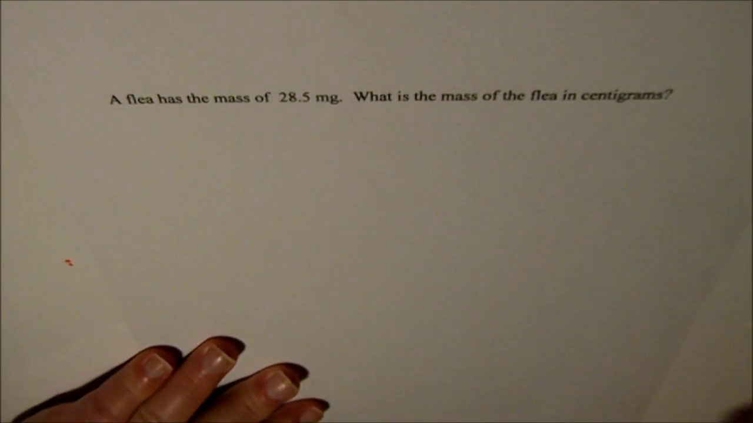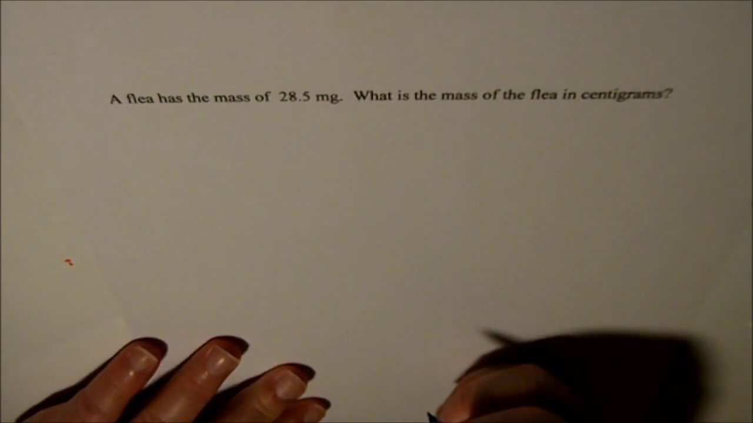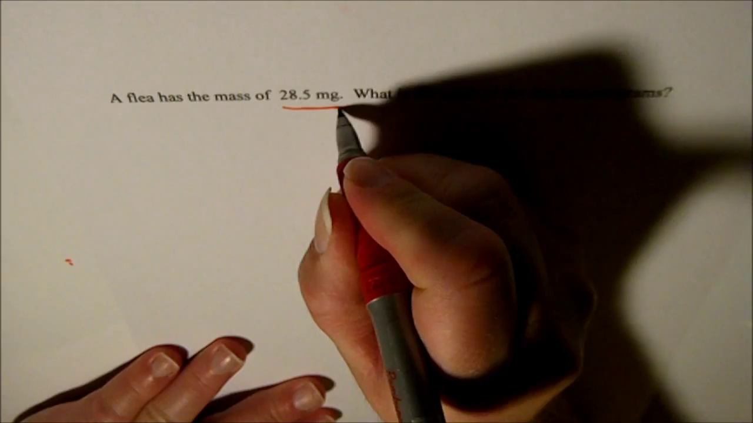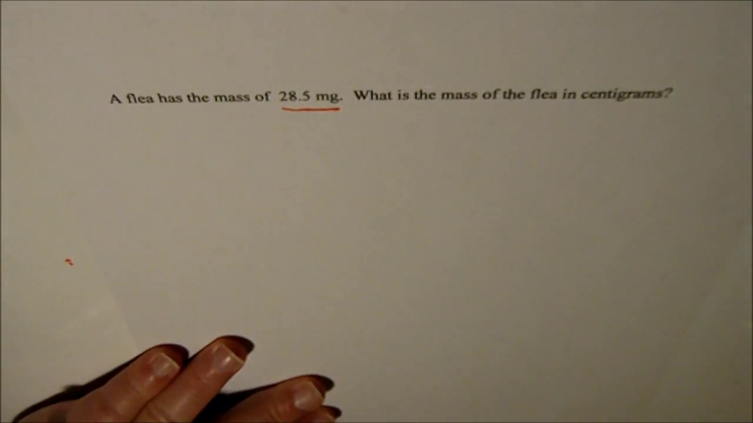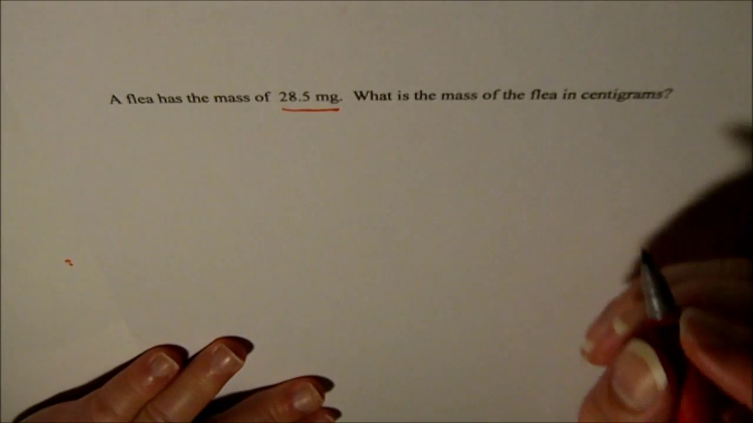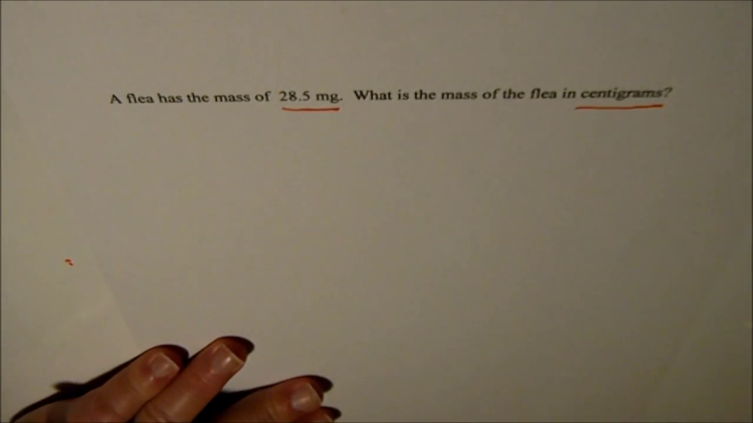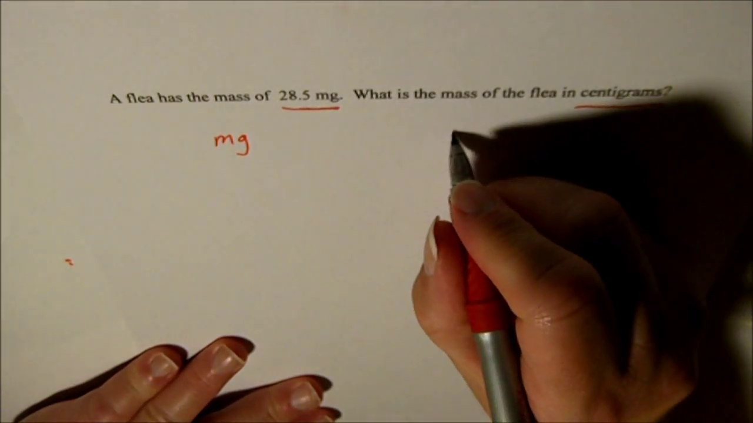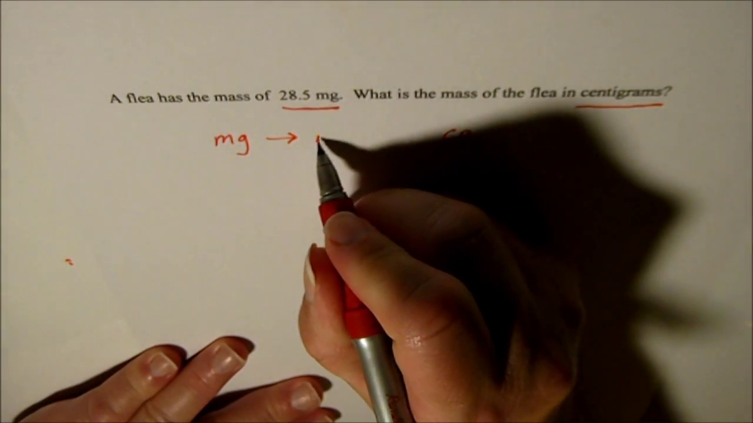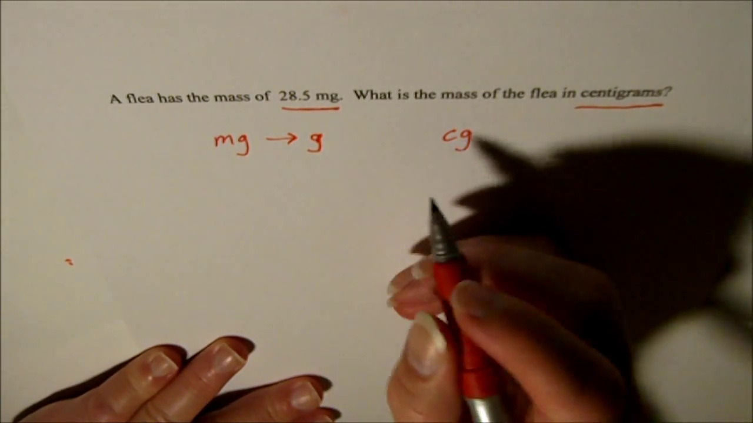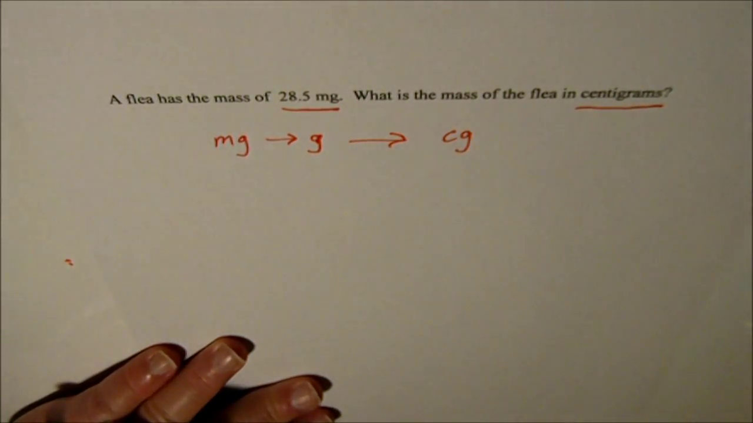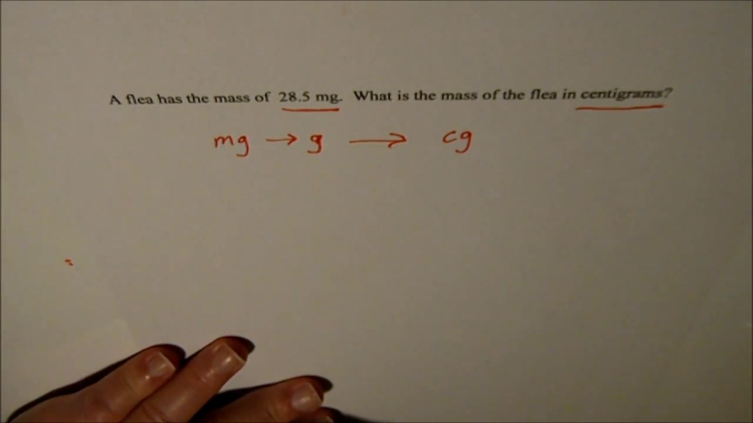Okay, first read the problem. Now, what are the facts? Well, we have 28.5 milligrams, which is the mass of a flea. And we want to know what the mass is in centigrams. So we're going to go from milligrams to centigrams. Again, what we're going to do is first go to grams, which is our central unit, our basic unit, and then go from grams to centigrams. So in this one, we have to know how to convert milligrams into grams and then grams into centigrams.